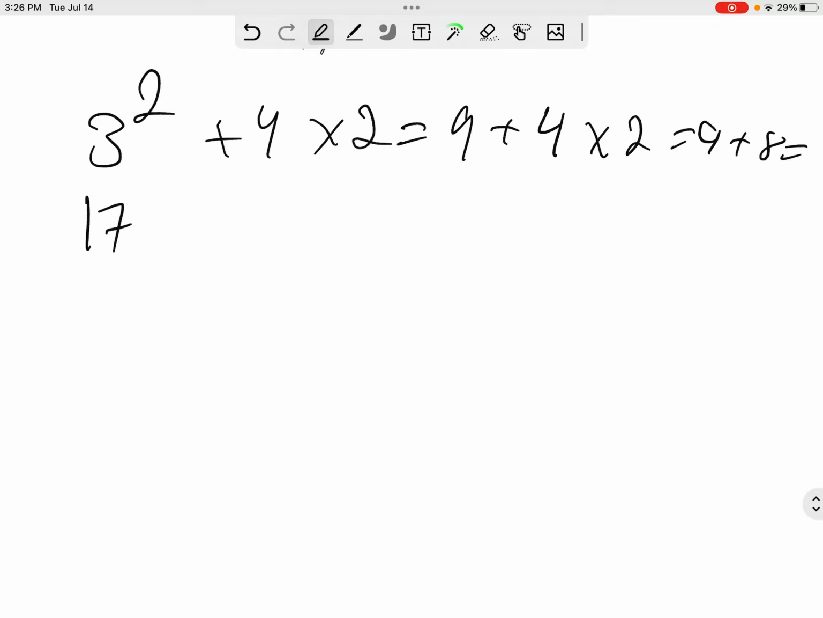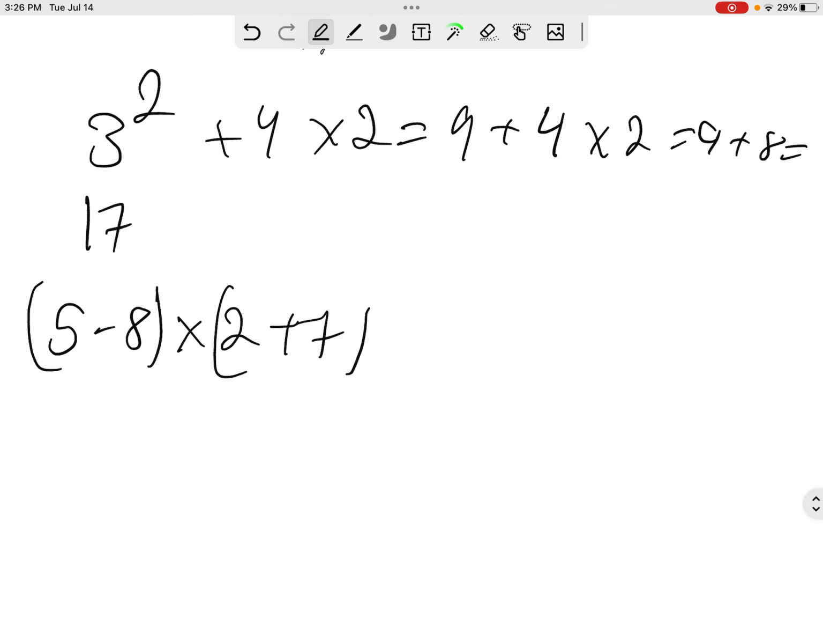Then for the next one, 5 minus 8 times 2 plus 7. Don't forget the parentheses, they're very important. It means that we evaluate the expression within the parentheses first, which is minus 3 times 9, which gets us minus 27.